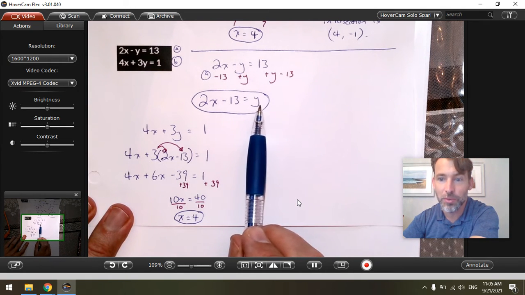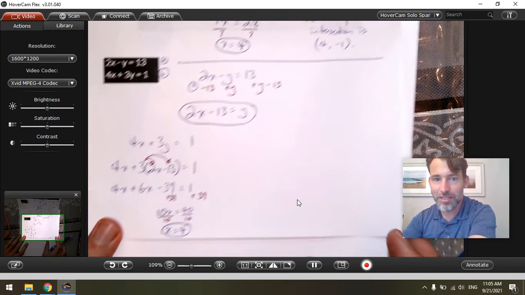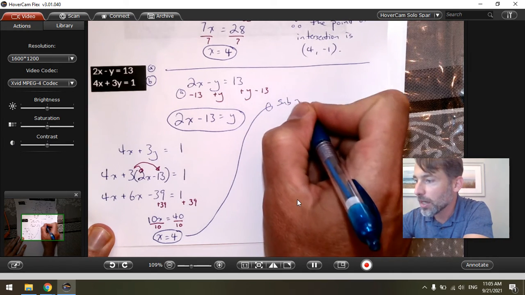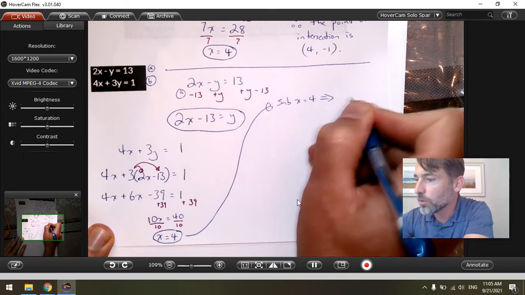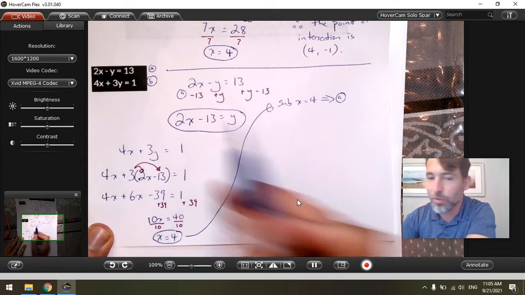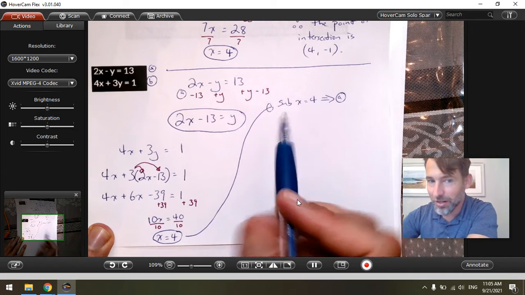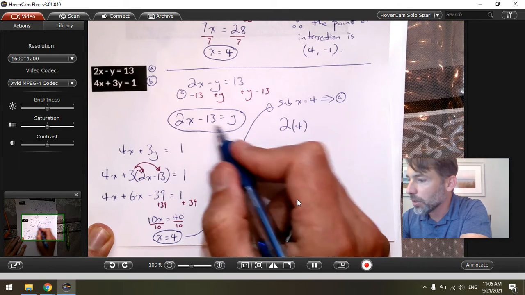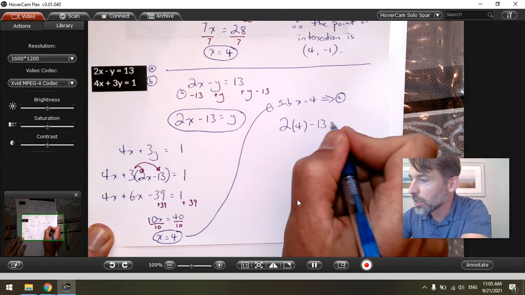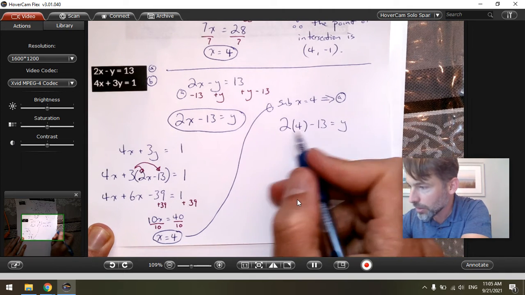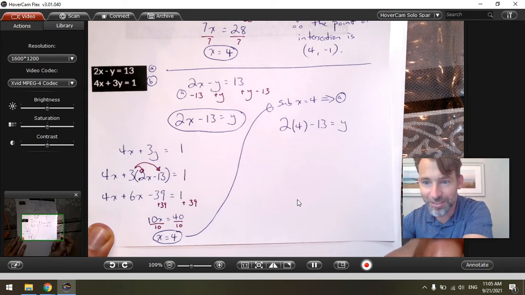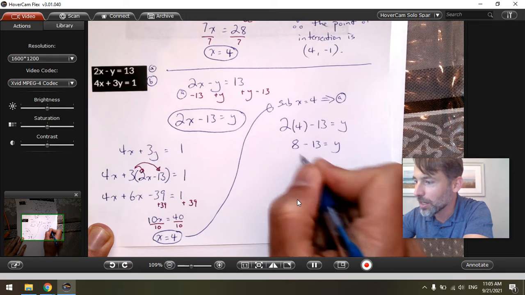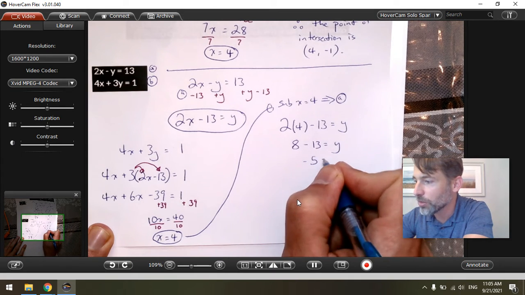Honestly, I think this one is easiest to work with because it's just going to directly give me my y. So let's do that. I'm going to take x is equal to 4 and bring that up there, and I'm going to say sub x equals 4 into equation A. And this is equation A rewritten. So I have 2 times 4 minus 13 equals y. Okay, so 2 times 4 is 8. 8 minus 13 is negative 5. You want me to write it all out? Sure. 8 minus 13 equals y. 8 minus 13 is negative 5 equals y.